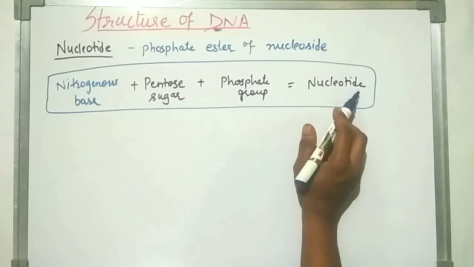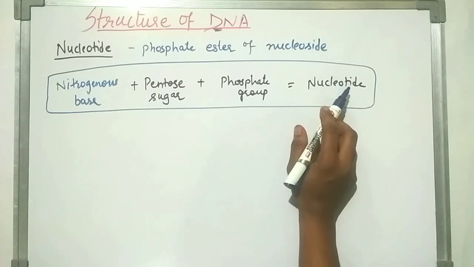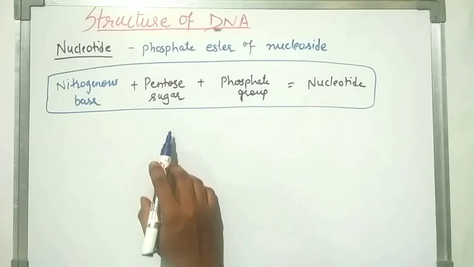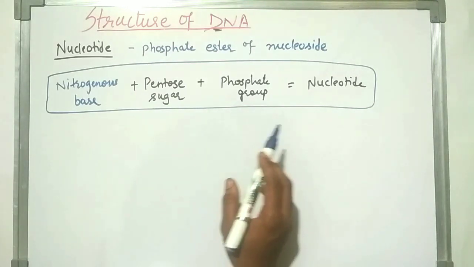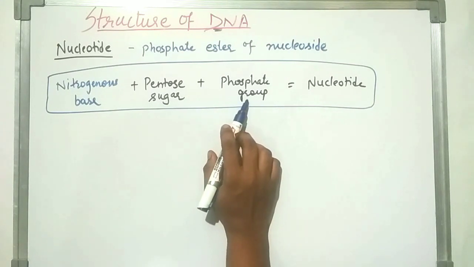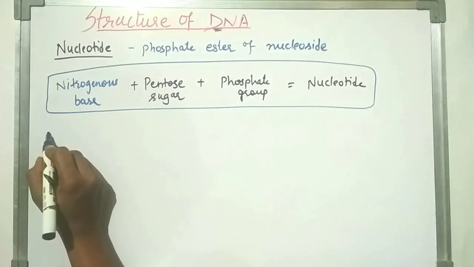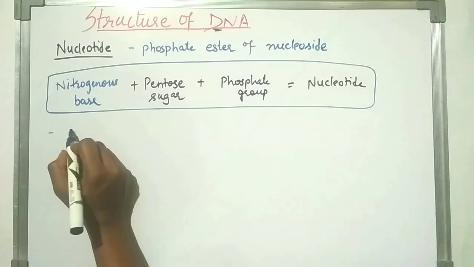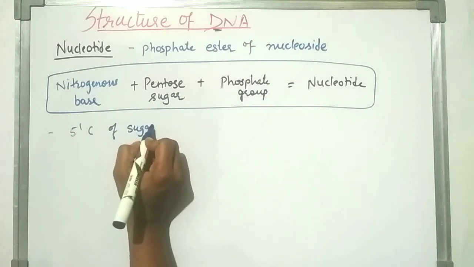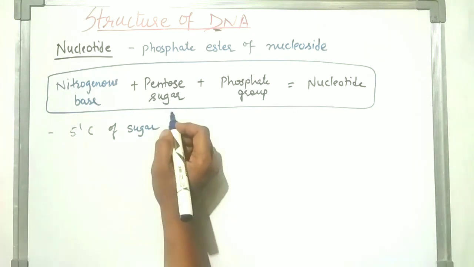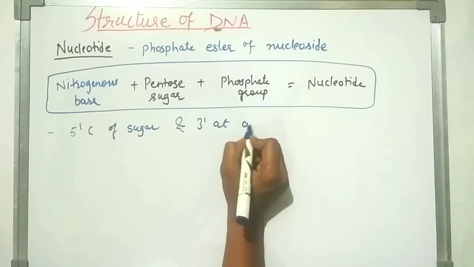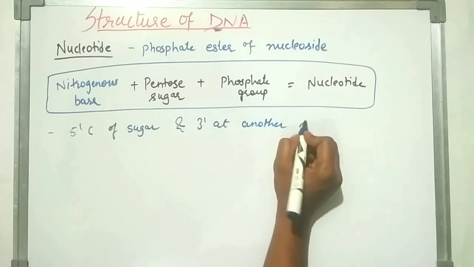In what we saw last, the nucleoside, the phosphate group will not be there. Only the nitrogen base and pentose sugar, that is called a nucleoside. But in a nucleotide, one group will be added. What is that? Phosphate group. Where will it be added? The phosphate group at the 5th carbon of one sugar and 3 prime at another sugar.